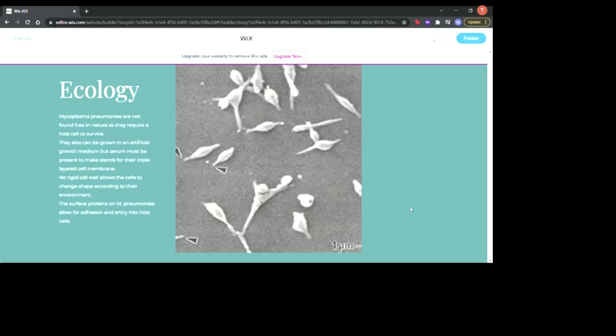As I said, they have no rigid cell wall, which means they can change shape quite easily. And the surface proteins allow adhesion and entry into host cells, which you can see by the pointers on the picture.